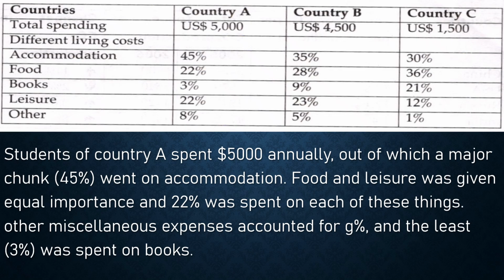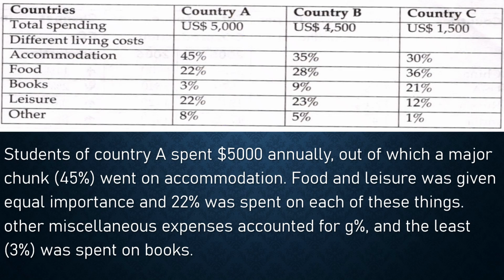Other miscellaneous expenses accounted for 8%. This is 8%. Erroneously, it was written 9%. It is 8%. At the least, 3% was spent on books. So the first country that we have analyzed well, their total spending and everything.